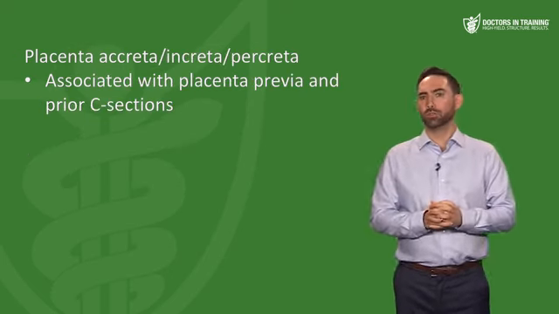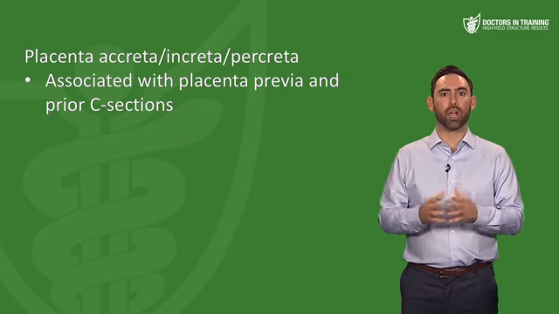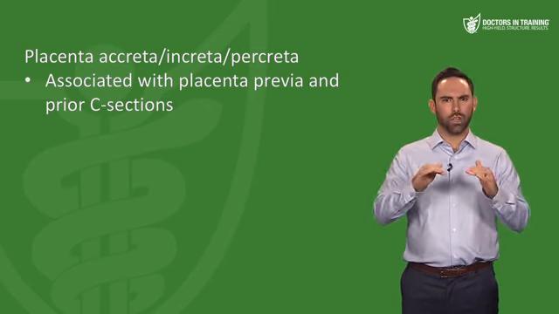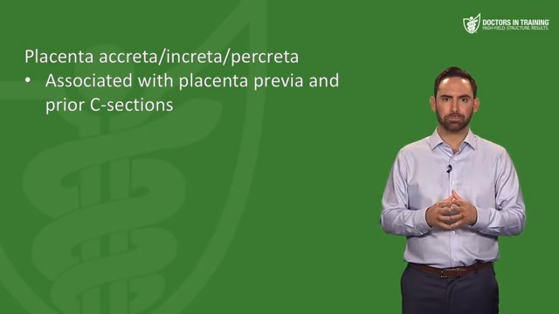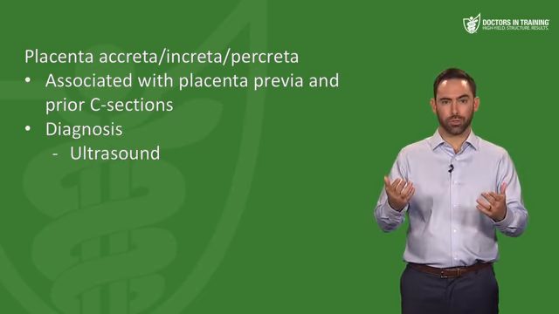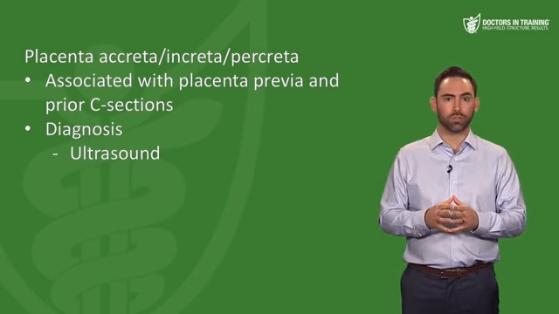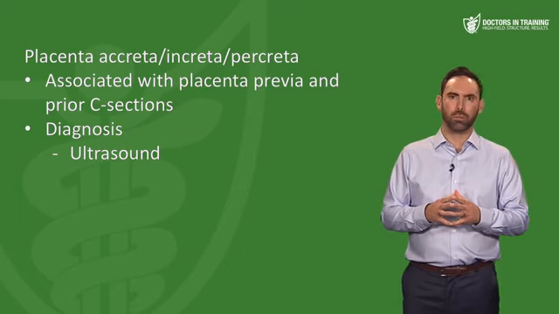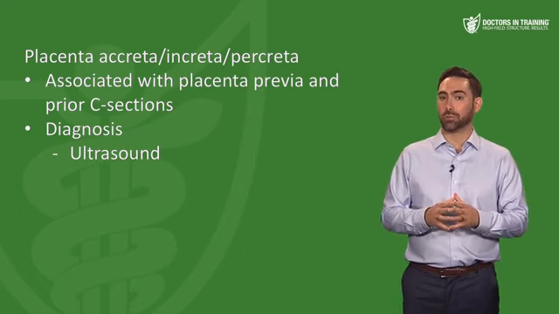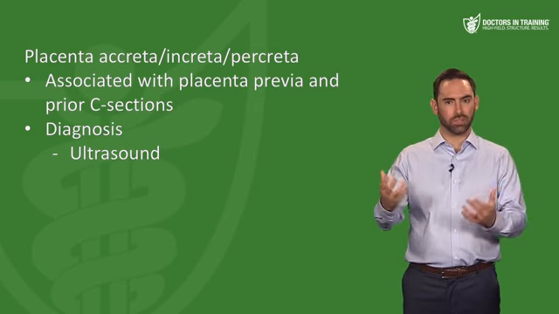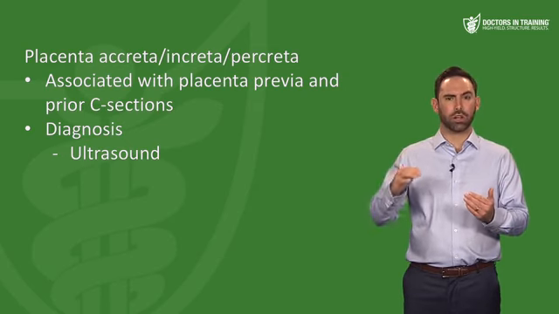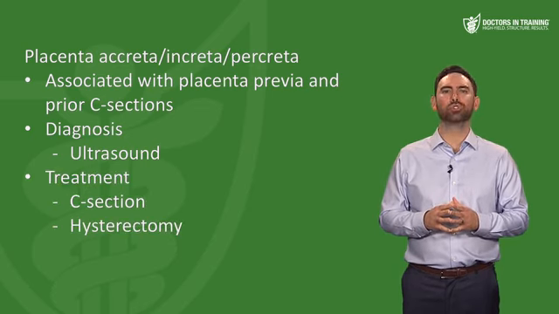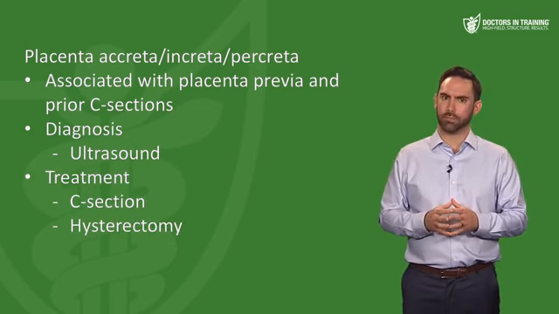Like I said, these are associated with previas and with prior C-sections. Again, it's thought that the scarring from the C-section prevents normal development of the placenta. These can be diagnosed on ultrasound, and oftentimes MRIs are also used in an attempt to pinpoint the degree of placental invasion. But sometimes they're not found until after delivery, when you try to deliver the placenta and it won't detach. These can cause massive, life-threatening hemorrhage as well. So the treatment is usually C-section followed by hysterectomy.